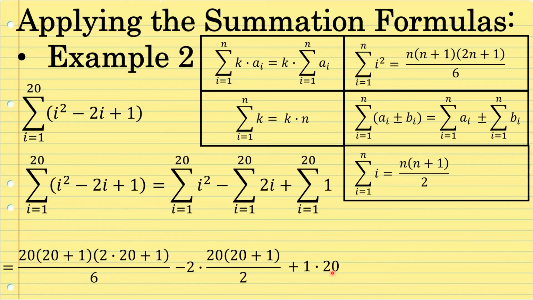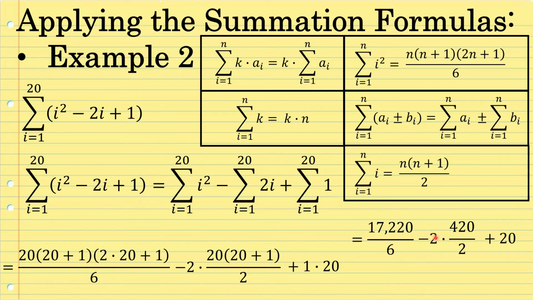So at this point, we have some arithmetic to do. 20 plus 1 is 21. 2 times 20 is 40 plus 1 is 41. 41 times 21 times 20 is 17,220, which I will then divide by 6. Then we have a minus sign, and we're dealing with 2 times 20 times 20 plus 1, 20 times 21, which is 420, divided by 2. And the last term, 1 times 20, is, of course, just 20.